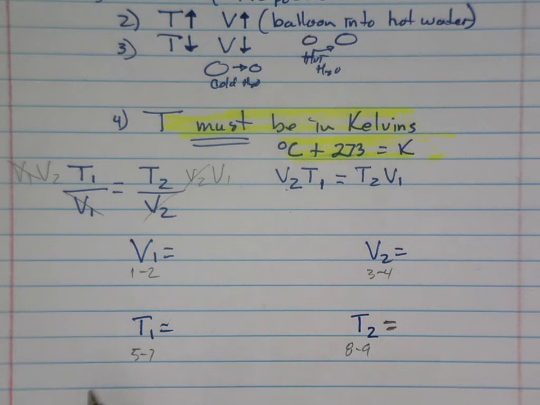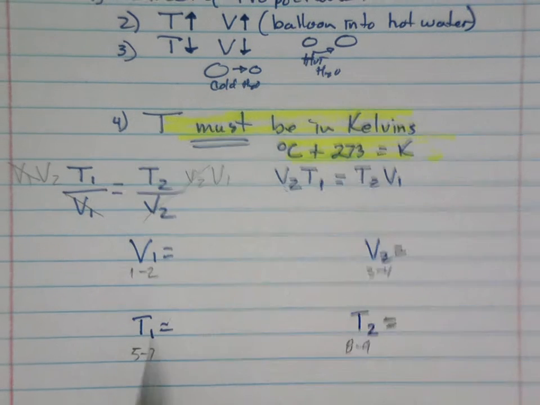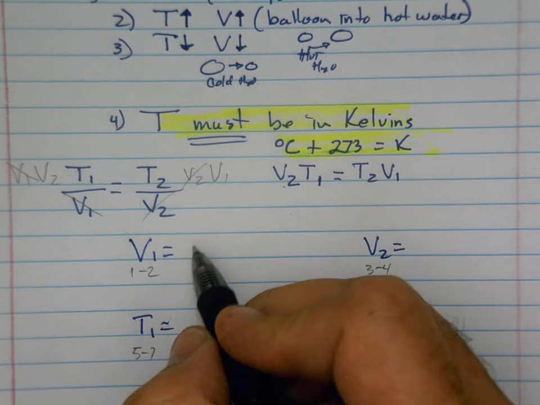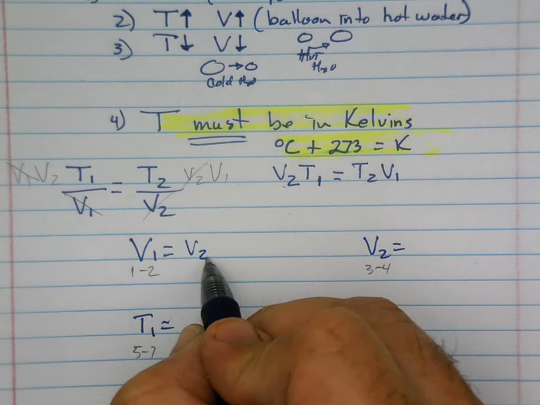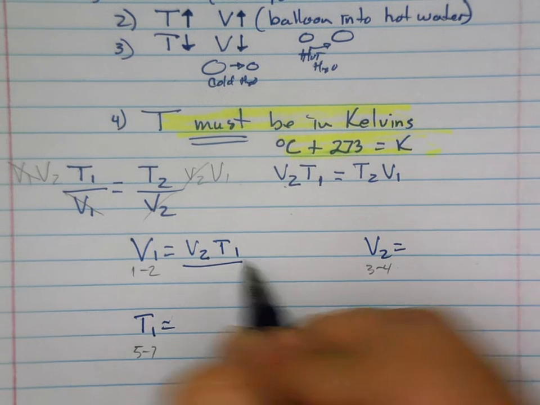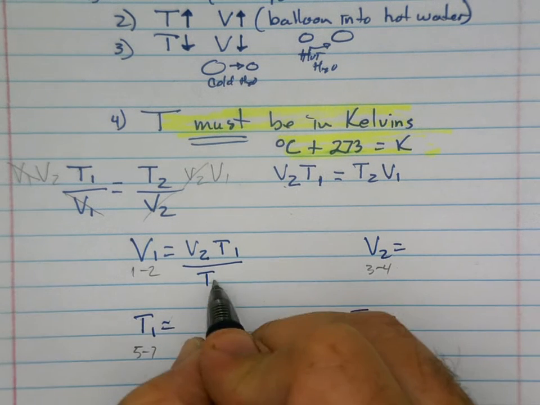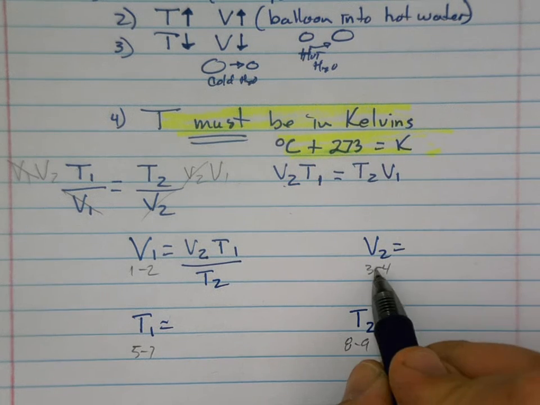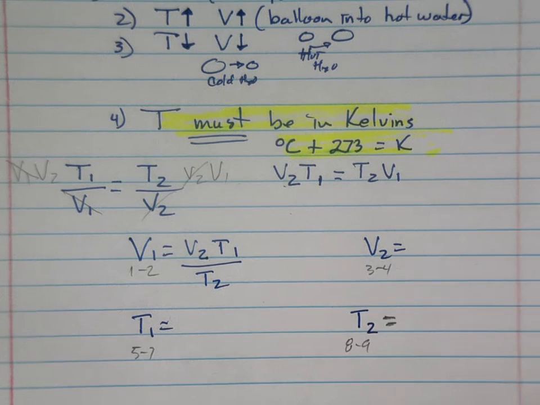All right, so let's see, students. Let's see if you got this worked out. Hopefully groups 1 and 2, hold up your boards. Hopefully you had volume 2 times temperature 1 divided by temperature 2. Over here for groups 3 through 4, hold up your boards.